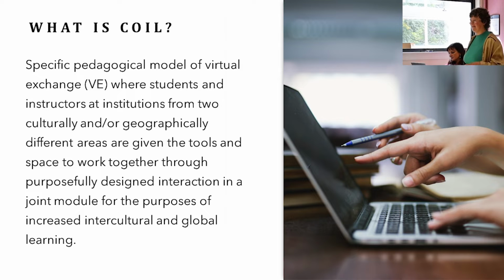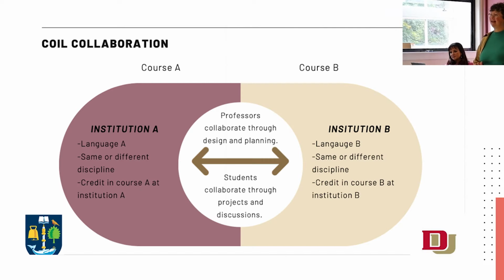So what does that really mean? I like to show this model because I think it helps you visualize what this looks like. So you've got the University of Glasgow, this is institution A. And then you've got the University of Denver, this is institution B. This could be any university, I'm just using us and you all for examples here.